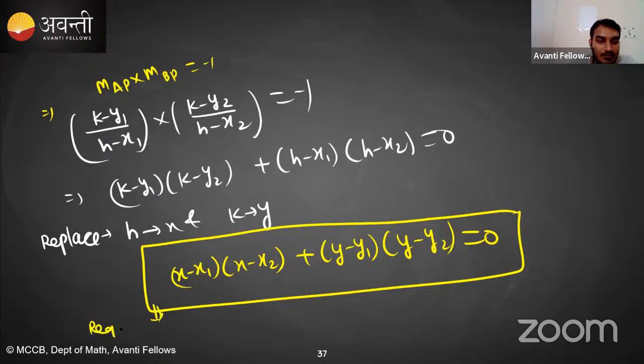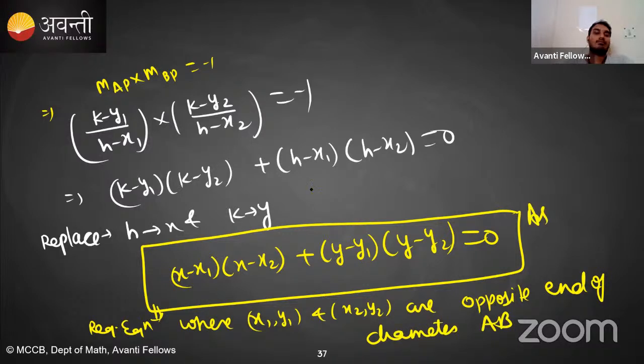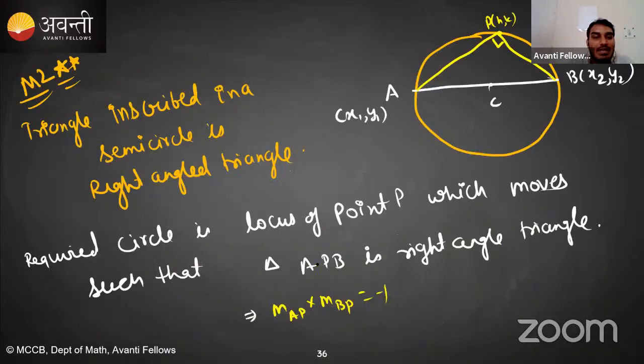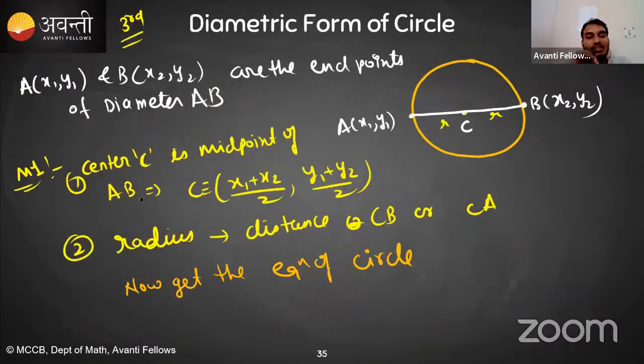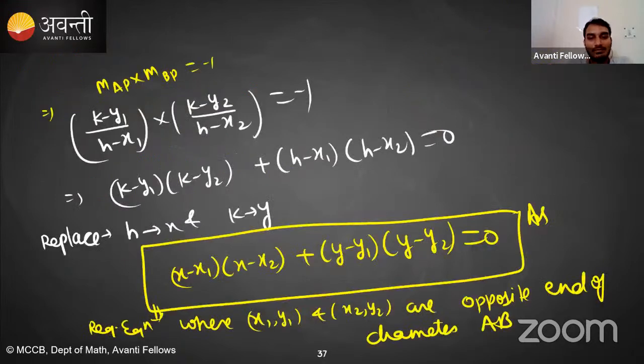So the required equation, where x1, y1 and x2, y2 are opposite ends of diameter AB. Okay, this is the equation. Is this clear? When you solve with method 1, you will get the exact equation. There will be no difference, because the circle is unique. Whether you do it by method 1 or method 2, the answer will be the same.